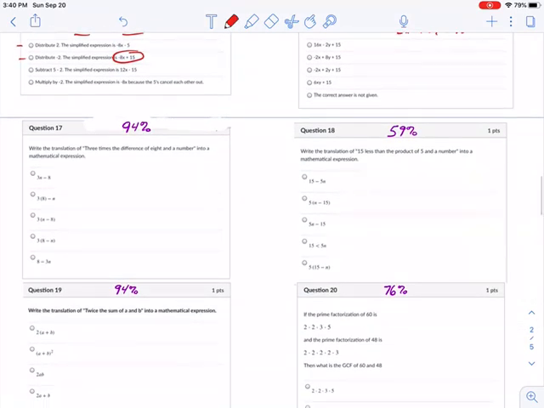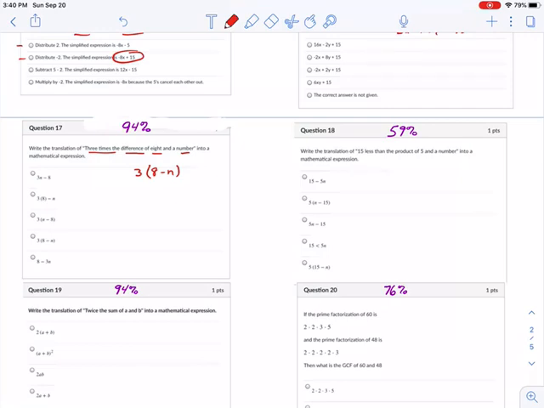17, almost all correct. 3 times the difference. Difference is subtraction. We're subtracting 8 and a number, so 8 minus the number. 3 times that difference would be like that. You have to use parentheses because the difference is the answer to the subtraction problem.